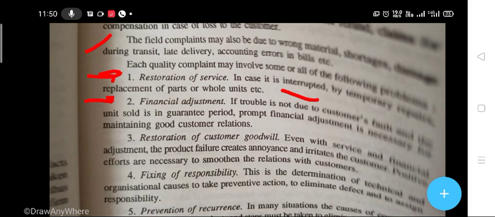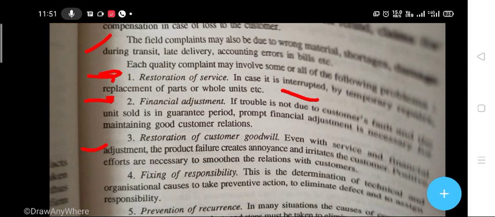Then there is financial adjustment. In the financial adjustment, if the trouble is not due to the customer's fault and the unit is in the guarantee period, prompt financial adjustment is necessary for maintaining good customer relationship.